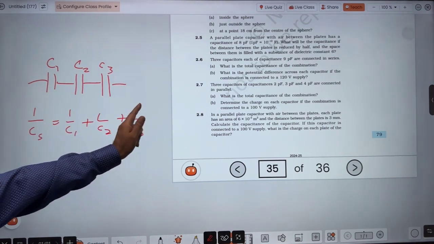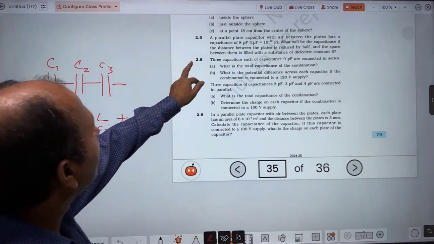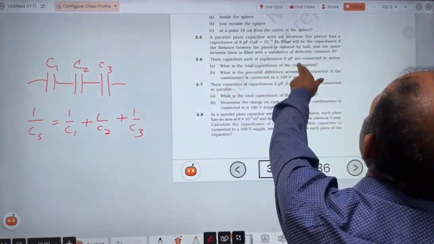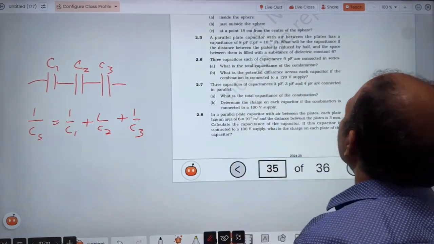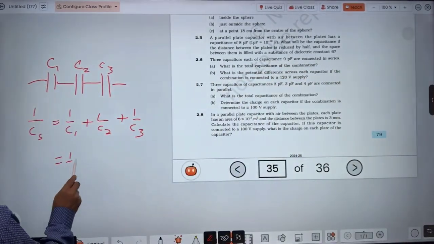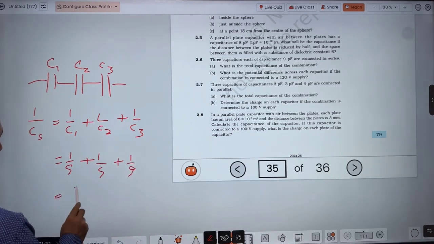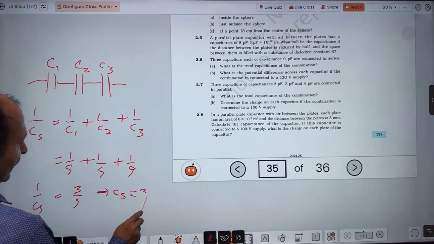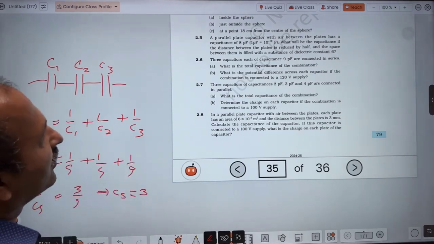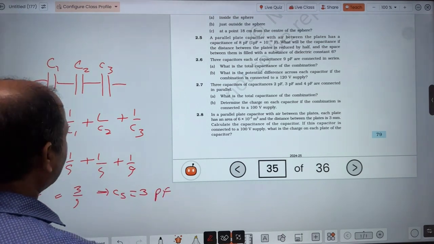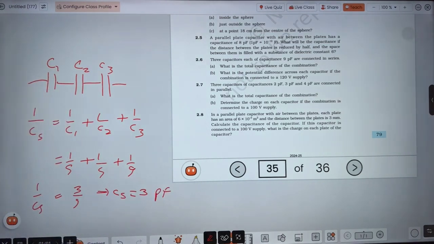What is the potential difference across each capacitor of the combination if connected to a 120 volt supply? So it is simple, because they are in series, so voltage will be equally divided as the values of capacitance are the same, no? So here what you do, just divide voltage V by 3, V by 3, V by 3. Whatever value is given here, 120 volt is given, so you can write 40, 40, 40. So in this question, nothing was difficult as such.